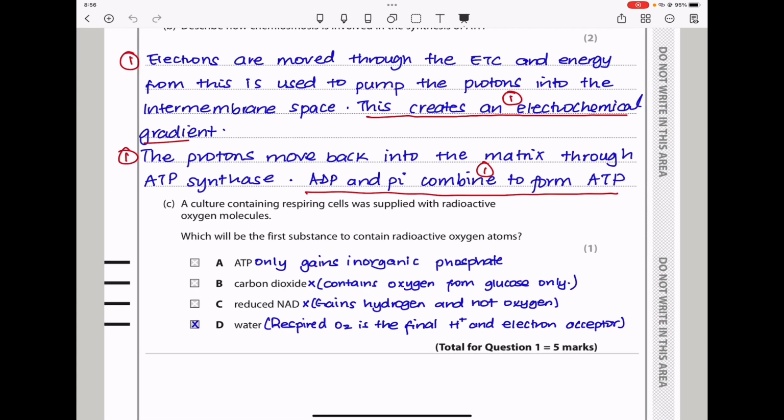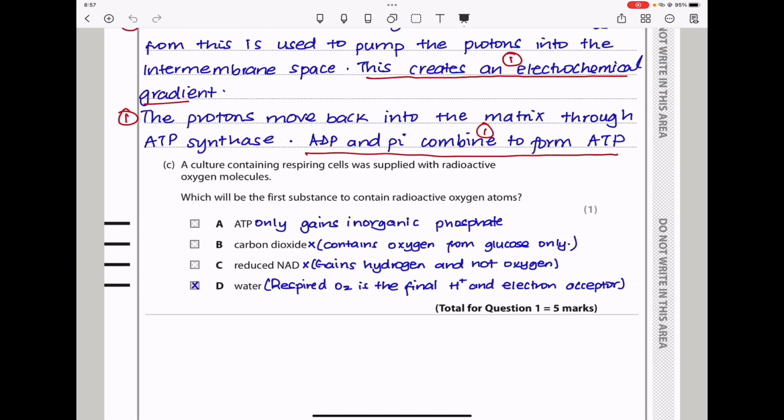The next part says, a culture containing respiring cells was supplied with radioactive oxygen molecules. Which will be the first substance to contain radioactive oxygen atoms? In the process of respiration, oxygen is going to be the final electron acceptor, and that process leads to the formation of water. So ATP, no. Carbon dioxide, no. And then NAD, no. It's only water that is going to contain the oxygen that is going to be radioactive. So this brings us to the end of question 1. Let's continue to question 2.